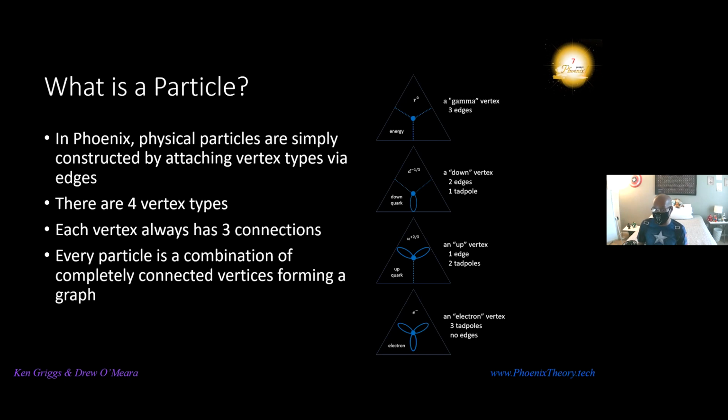Now, what you'll certainly notice is that each one of these vertices has 3 connections associated with it. Those 3 connections allow this vertex to either be connected to itself. When you see a loop, that's a vertex connected to itself, or it can be connected to another vertex. But in Phoenix, every vertex has to be connected in 3 different ways, and these are the 3 ways.